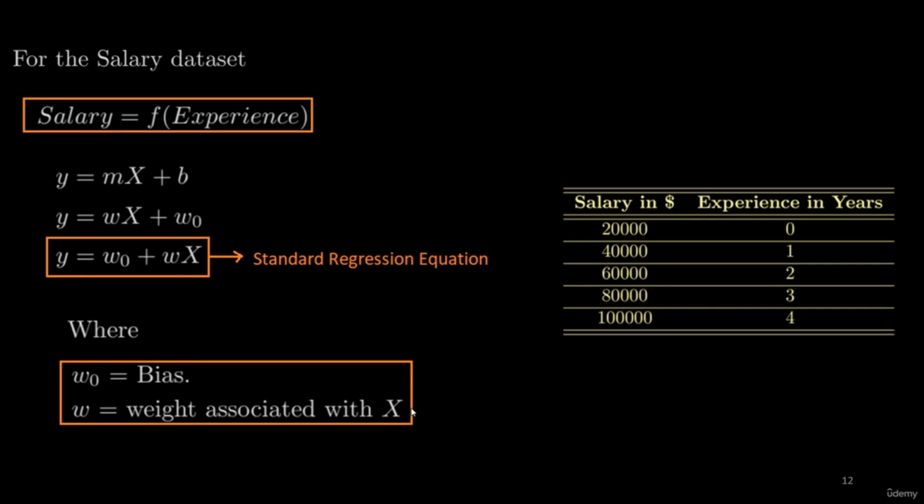So x is our feature. Y is our target. This is a bias and this is a weight. So we have to remember these terms in order to progress further.